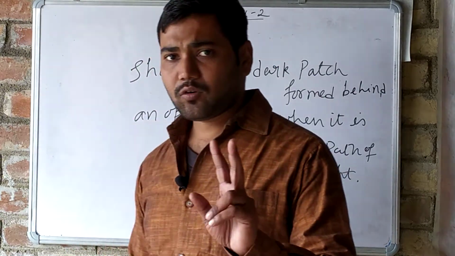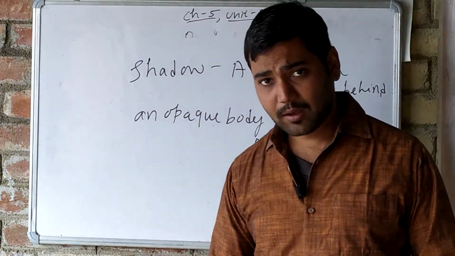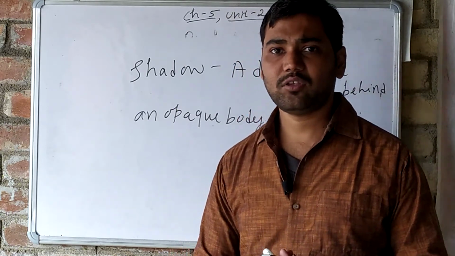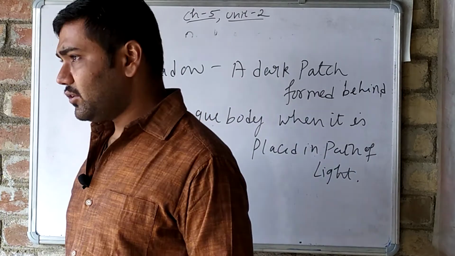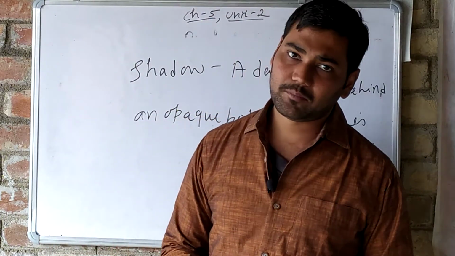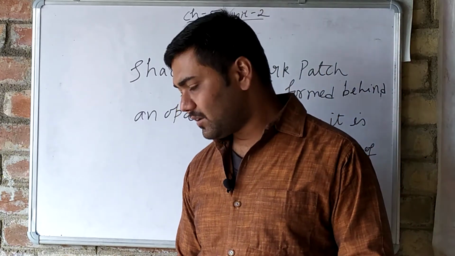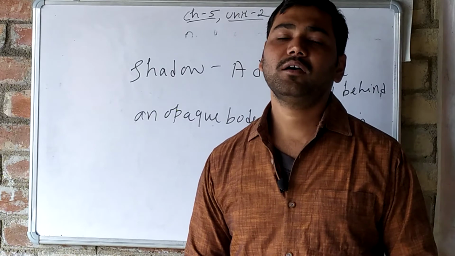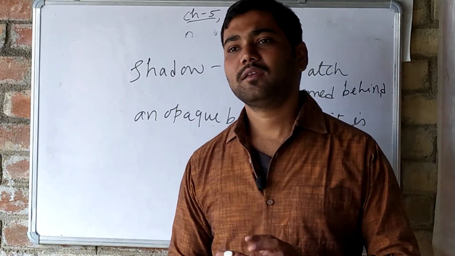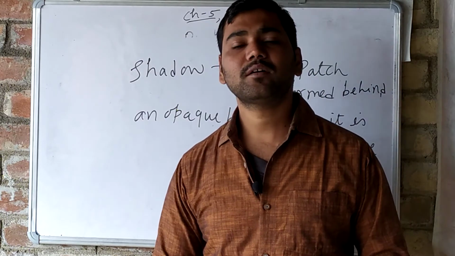A shadow consists of two regions. The first one is umbra and the second one is penumbra. What is umbra? A region of total darkness is known as umbra. And penumbra, a region of partial darkness, is known as penumbra. Umbra is a region of complete darkness, that means where no light falls. Then only there is complete darkness.